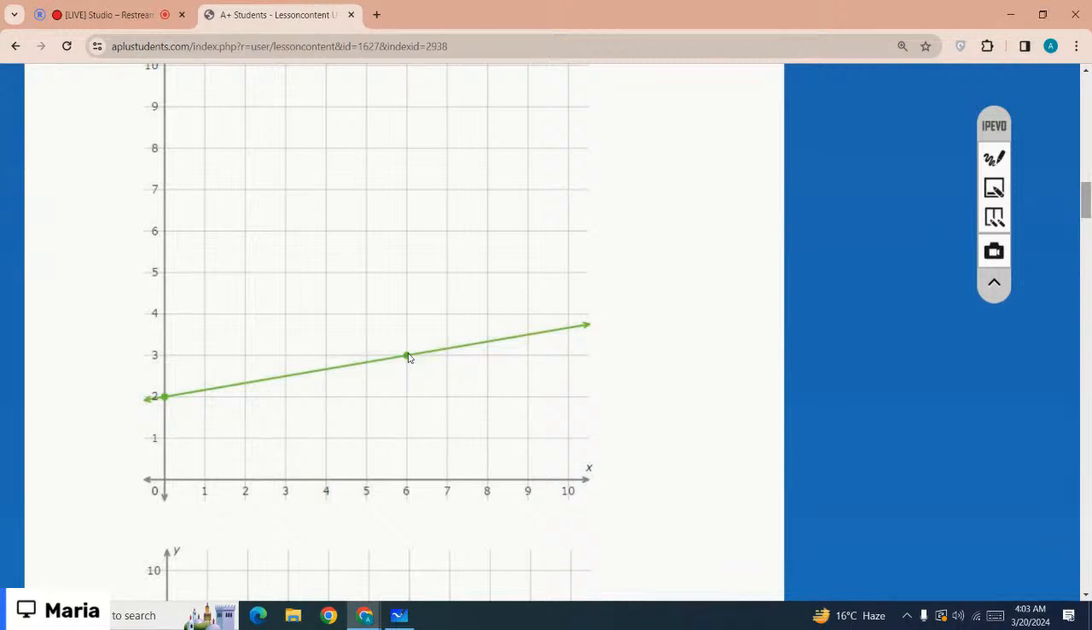So basically, when you are given the slope and the point, just plot a point on the graph. The second thing is you need to understand the slope. The slope is change in y divided by change in x, right? So the numerator is the y value and the denominator is the x value, right?